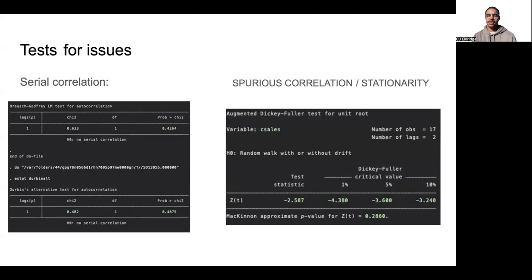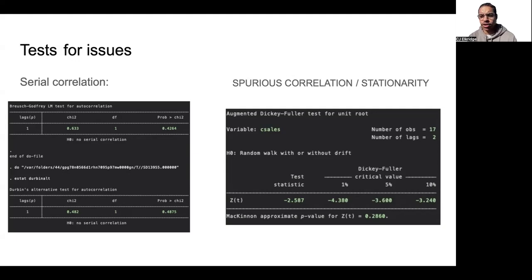Now we did two tests to test for some issues in our model. We did a Breusch-Godfrey LM test and a Durbin's alternative test, where both of these show that we can accept our null hypothesis that there is no serial correlation.